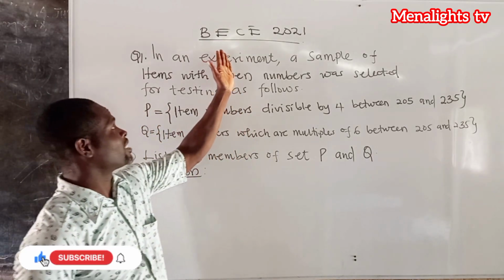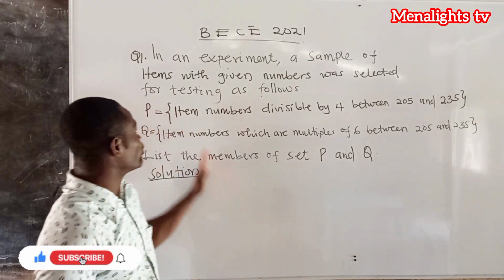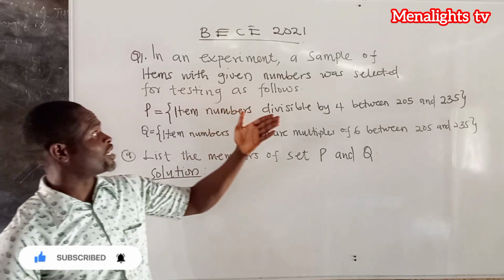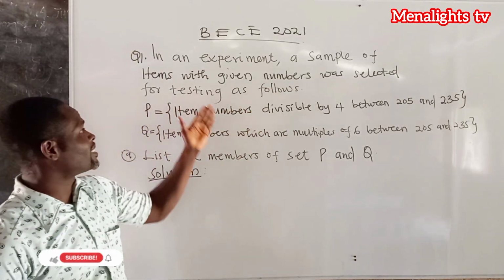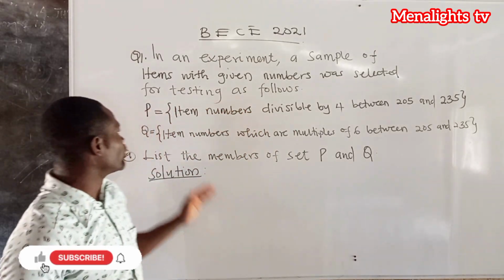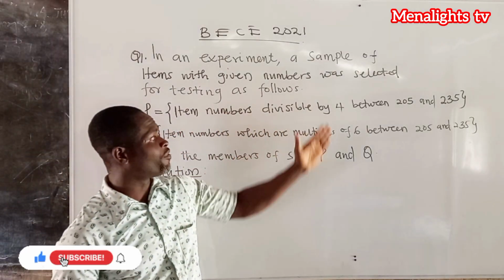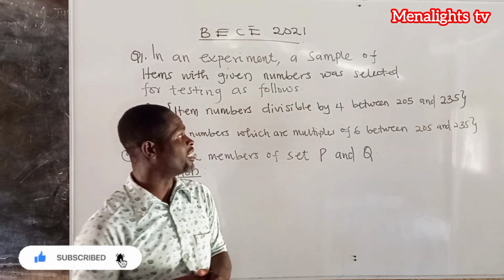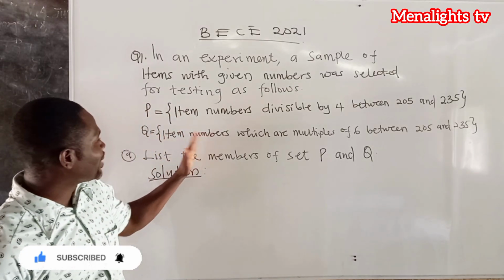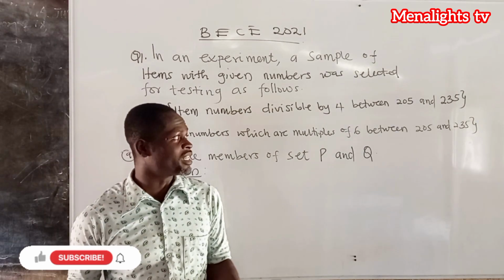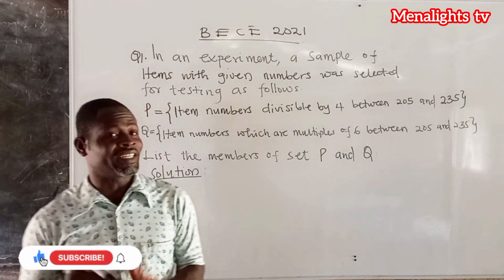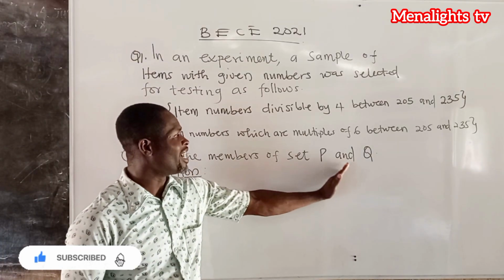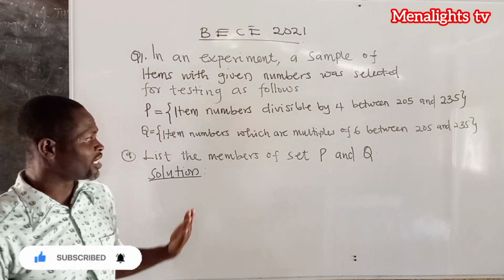So this time we are looking at B.E.C.E 2021. This is question number 1. In an experiment, a sample of items with given numbers was selected for testing as follows. The first one, P, item numbers divisible by 4 between 205 and 235. Then Q, item numbers which are multiples of 6 between 205 and 235. The first question is: list the members of set P and Q.